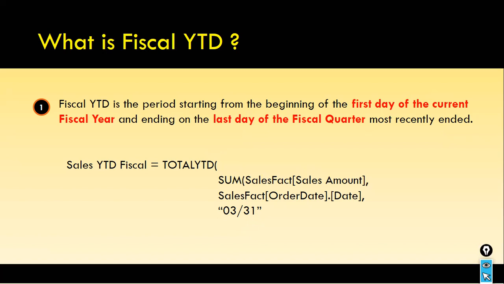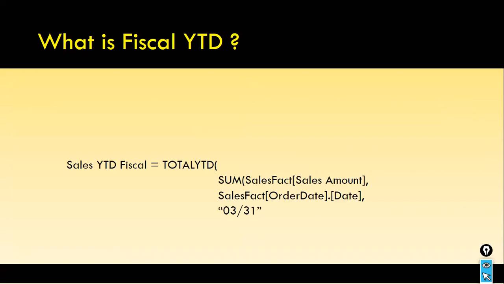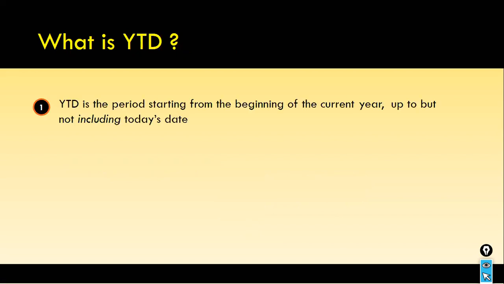But in this case, you need to make sure that you specify this at the end: the sum, the expression, and then the date column, and then the filter condition. But here, instead of a filter, there is an option to specify the year end date in the month-day format, okay? So this one acts as a parameter. That means the end of the fiscal year is 31st March.